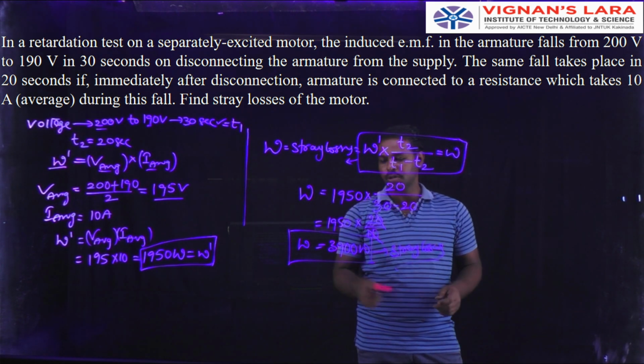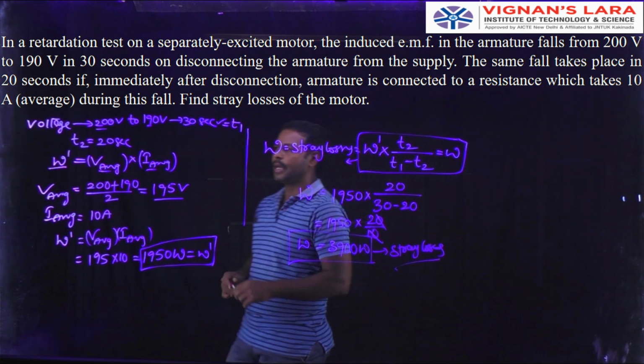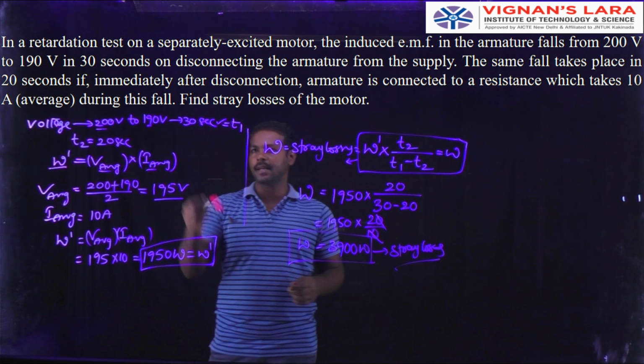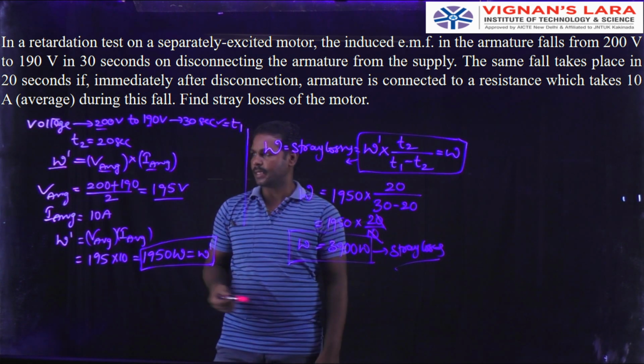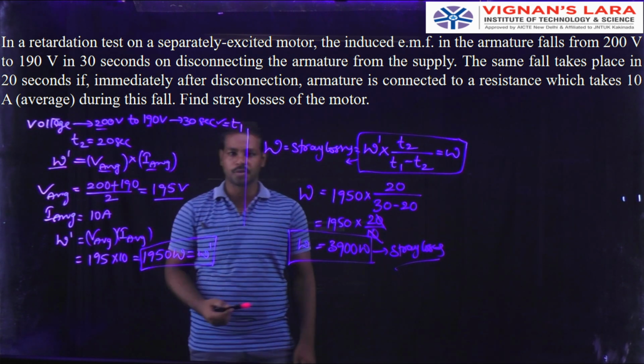So W is equal to 3900 watts. The voltage falls from 200 to 190 volts. The time for the operation of reduced voltage is 30 seconds. So T1 is equal to 30 seconds, T2 is equal to 20 seconds.